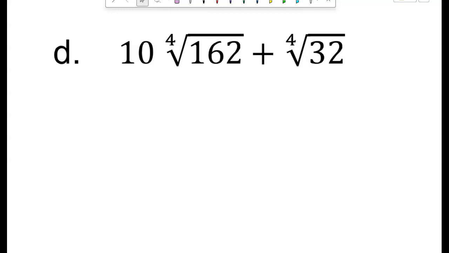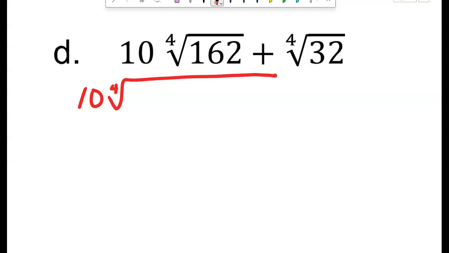Not really, right? So is this the time that you need to do prime factorization? If you understand what perfect fourth roots are, great. But how do you guys want to do this one? Do the prime factorization? I'm good with prime factorization on this one. Okay, so let's do this one. We got 10 times the fourth root of 162.